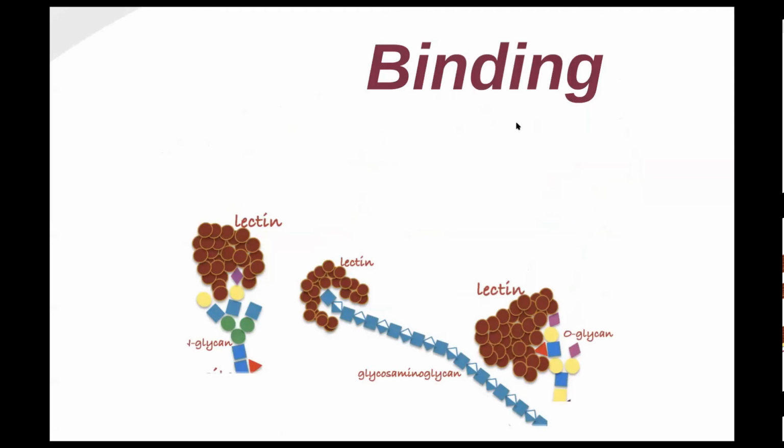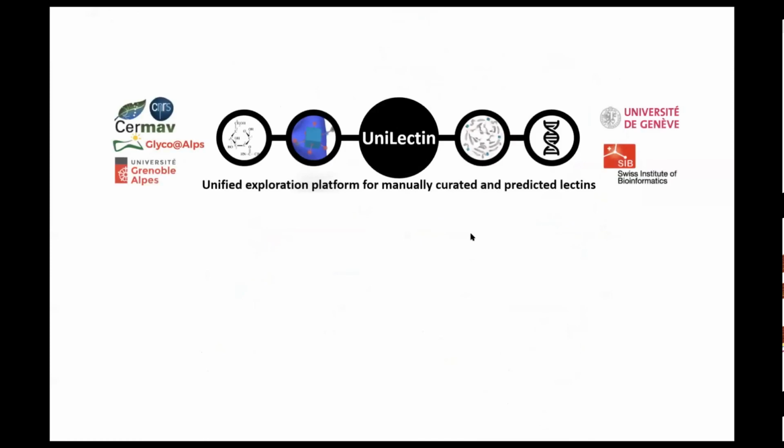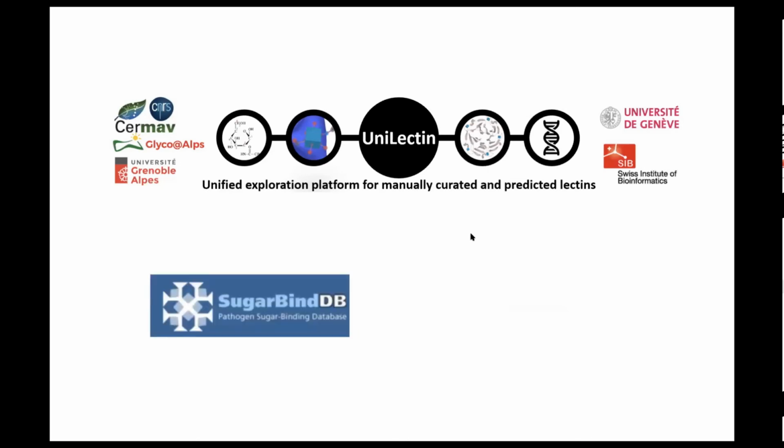Then we move to binding. And for binding, we need to know about these lectins, so these carbohydrate binding proteins. And we will have tomorrow a day dedicated to this part, talking about the UniLectin database that is developed by François Bonnardel, and a database which is focused on pathogens, on human pathogens, and the interaction of human glycans with human pathogens.